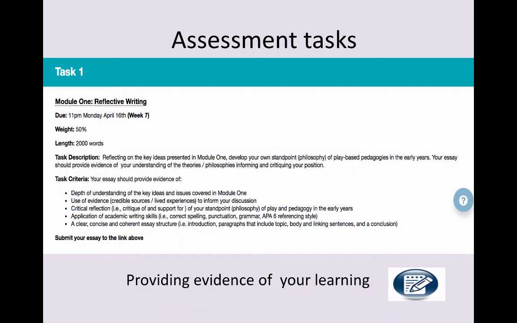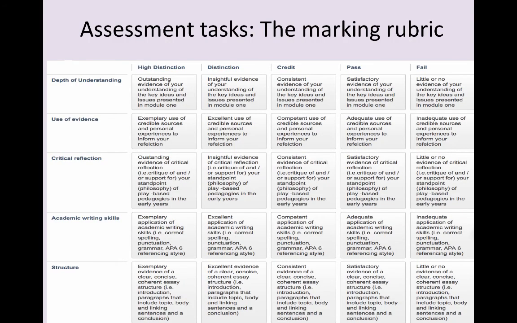The assessment tasks in the unit provide an opportunity for you to demonstrate your learning against the unit aims and objectives, and provide evidence that you've addressed the specific accreditation requirements covered in this unit. Task 1 assesses your understanding of the topics covered in Module 1 and is designed to provide formative feedback on your reflective writing skills. The marking rubric will help you construct your essay and use the feedback provided in Task 1 to inform the completion of Task 2.